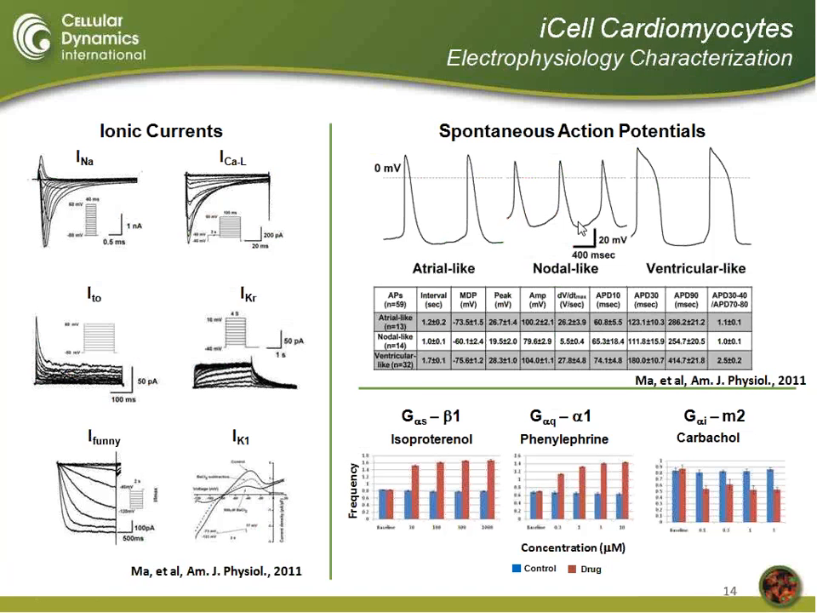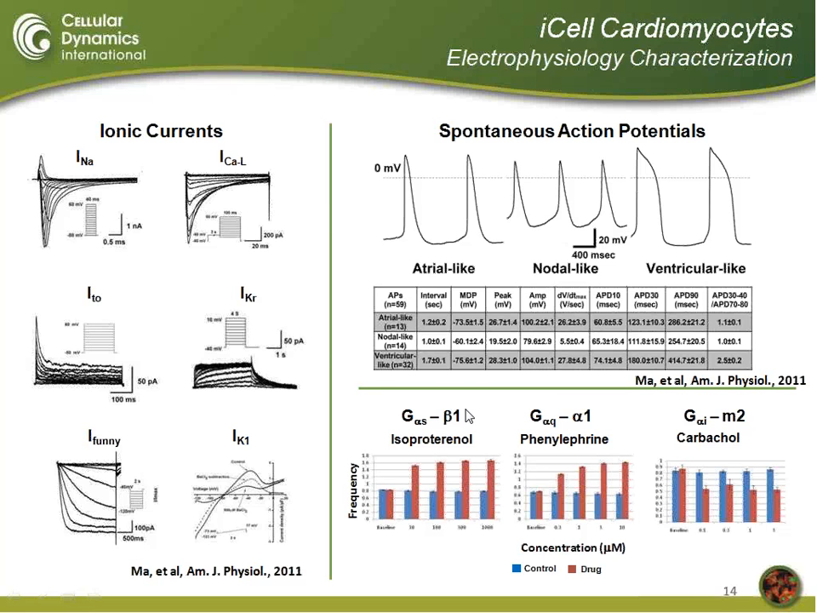Going into the spontaneous action potentials, which is really a unique feature of cardiomyocytes in general, as opposed to just a transformed line with a specific channel, you've got all the channels, but you also have the cardiac action potential. And the iCell cardiomyocytes have all three cardiac phenotypes: atrial, nodal, and ventricular-like. And we've got those characterized to show just their general expected fallout in the population.